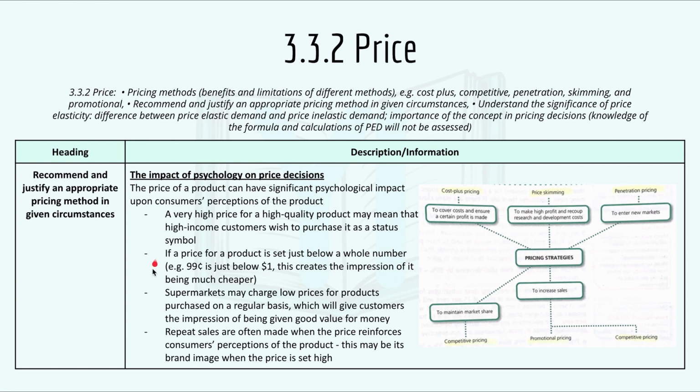And if a price for a product is set just below a whole number, like 99 cents is just below $1, this creates an impression of it being much cheaper because it's not over $1. And supermarkets may charge lower prices for products purchased on a regular basis, which will give customers the impression of being given good value for money. And number 4, repeat sales are often made when the prices reinforce consumers' perceptions of the product, and this may be its brand image when the price is set higher.